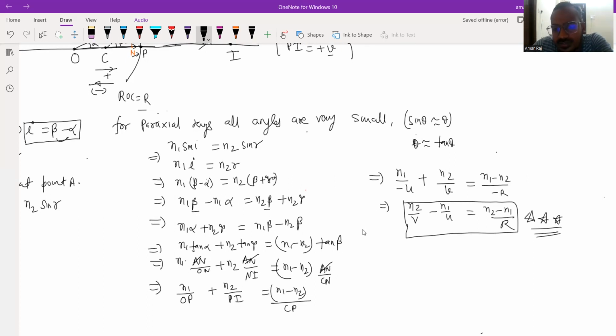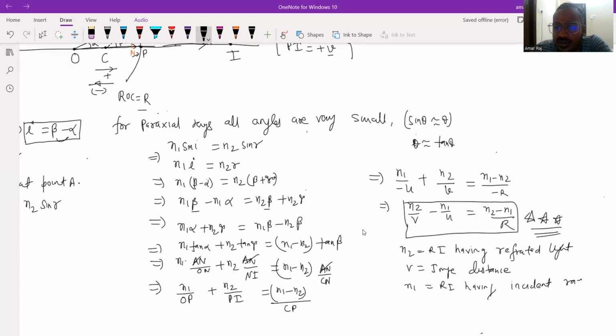It is very important to note that N2 is the refractive index of the medium having the refracted light, v is the image distance, N1 is the refractive index of the medium having the incident ray, u is the object distance, and R is the radius of curvature.